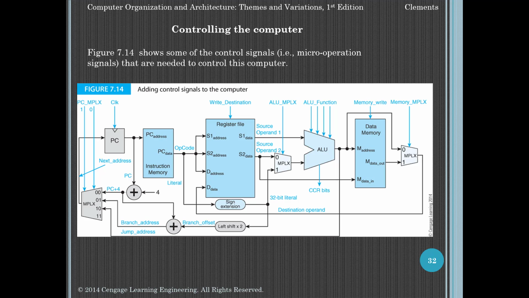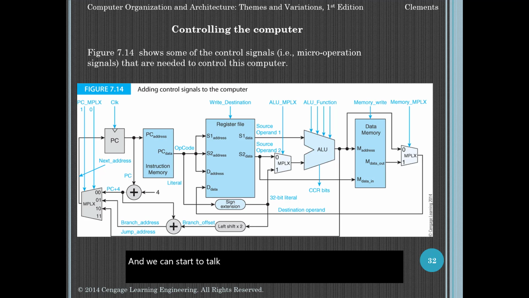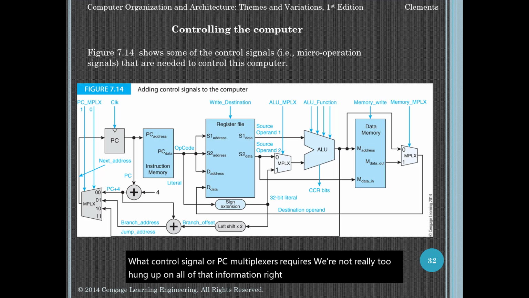And we can start to talk about how many operands, what ALU it uses, what control signal or PC multiplexers it requires. We're not really too hung up on all of that information right now. What we want to look at is how we function with this instruction memory? And so let's take a look at this figure here, because we can look at the register file, which has two source operands, right? It reads ports S1 and S2.